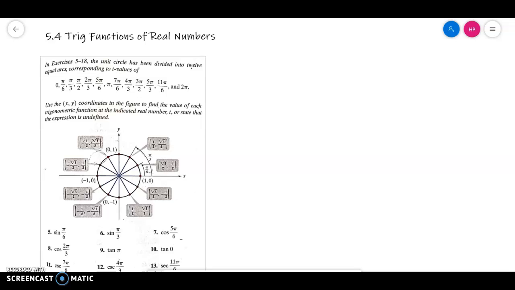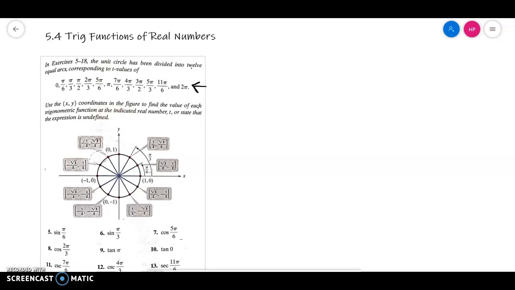So for our first part of 5.4, trig functions of real numbers, we really are just reviewing the unit circle again. If you look here at the top, they tell us but didn't label everything on the picture at the bottom. They divided the unit circle into 12 equal arcs. So all of these different values here, this basically was counting off by pi over 6.